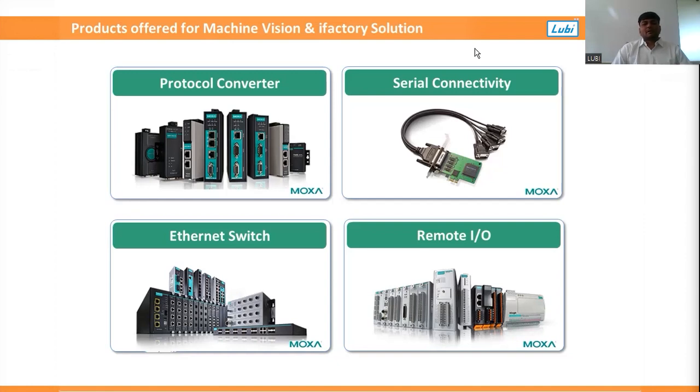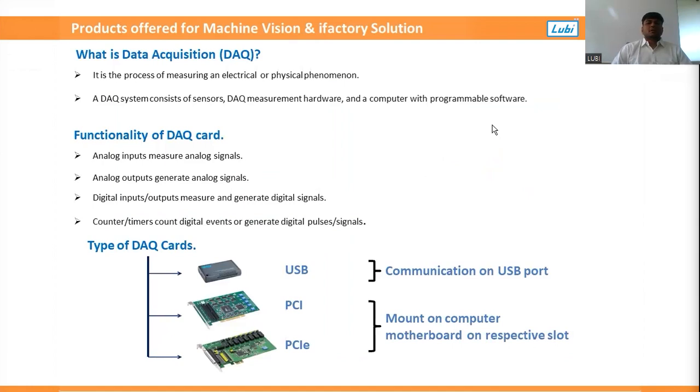So in the remote IO models, we have 2 Modbus TCP/IP ports. Now the other product is the data acquisition card. We have high-speed data acquisition cards. There are 3 types of data acquisition card: USB based, PCI based, and PCI Express based.